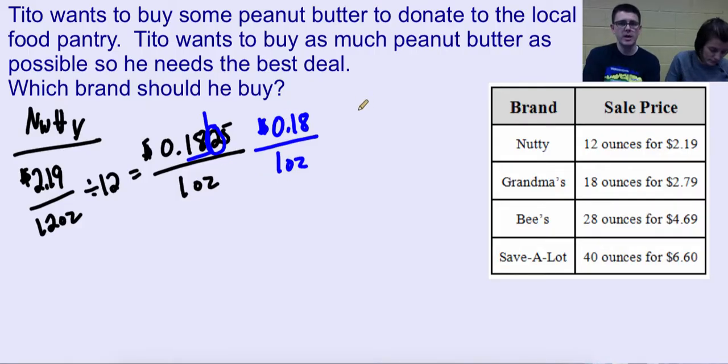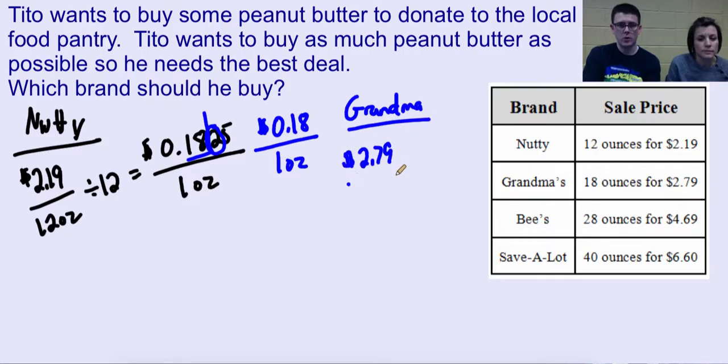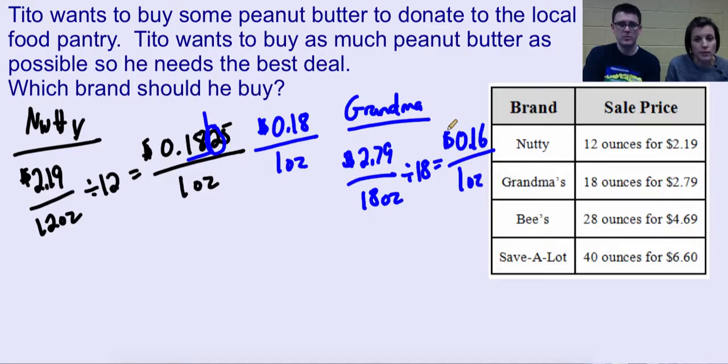So that was for the Nutty brand. Now we're going to do the Grandma brand. So you're doing this for each one. It is $2.79 for 18 ounces. So it's a different price, but it's also a different size, and that's hard to compare. We're going to go 16 cents an ounce. That actually worked out as 0.155, and I needed to round up to 16 cents an ounce.